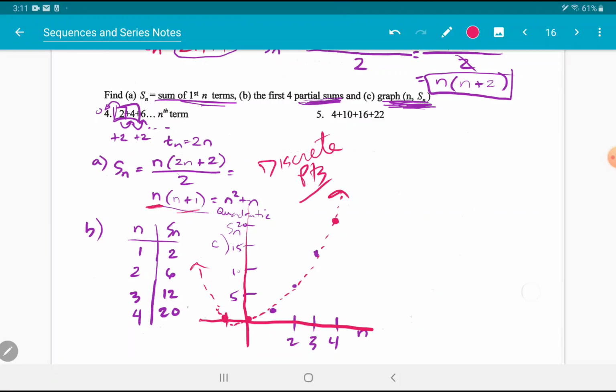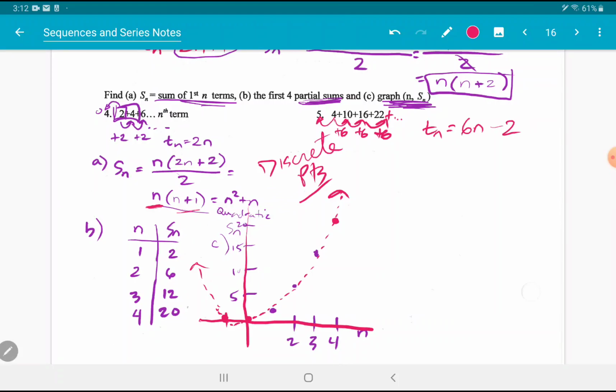All right, let's go on to number 5 here. 4 plus 10 plus 16 plus 22. Is this arithmetic? Let's see, what are we adding every time? Add 6, add 6. Yeah, we're adding 6 every time, right? So therefore, it's arithmetic. What's that arithmetic sequence? T sub n is, common difference, 6n. And what's the term that came before it? That'll be subtract 6, so we'll be at -2. Okay, so 6n minus 2.